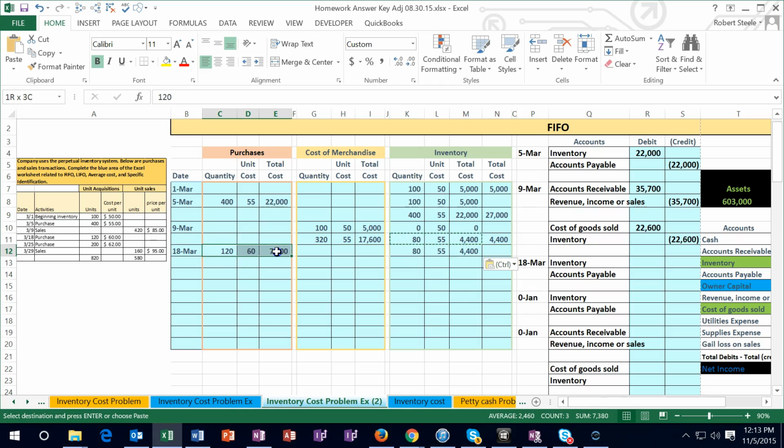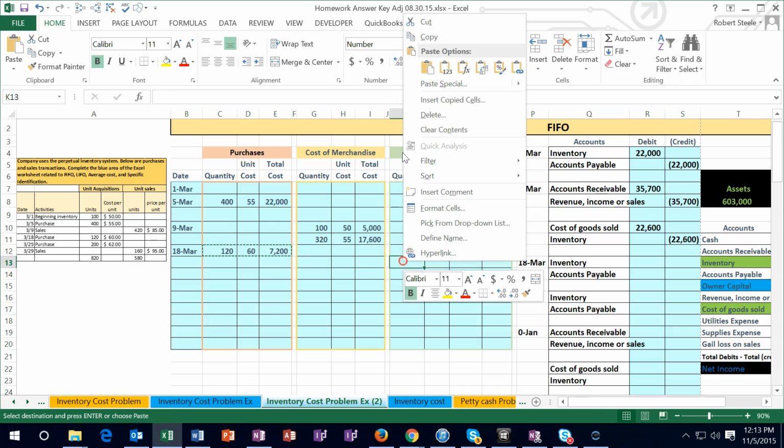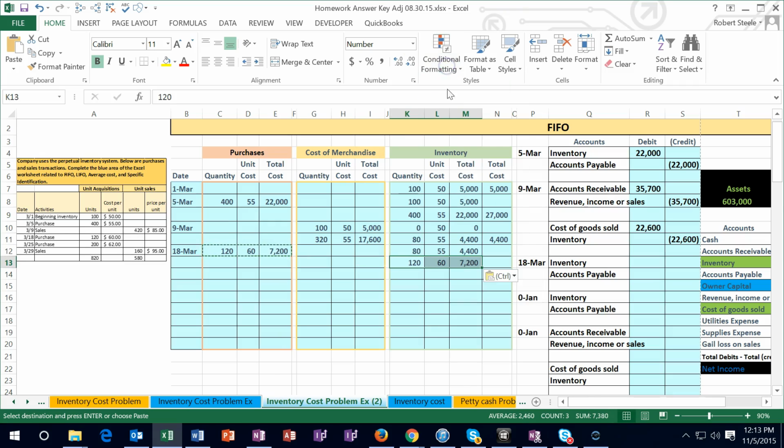Then I'm going to bring this down underneath it. I'm going to copy this and put it right underneath it, paste values. So these are the two layers that we have at this time. We've got 80 units at $55. We've got 120 units at $60. Note that the price went up again. So in our example, we're showing rising prices over time.